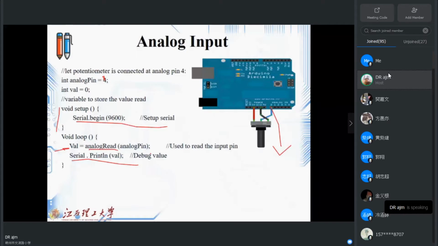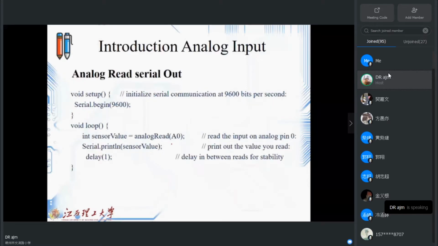This example is already in the AnalogReadSerial example, and by that you can read the value of the potentiometer. This is example number one, which shows us how to read the analog value.